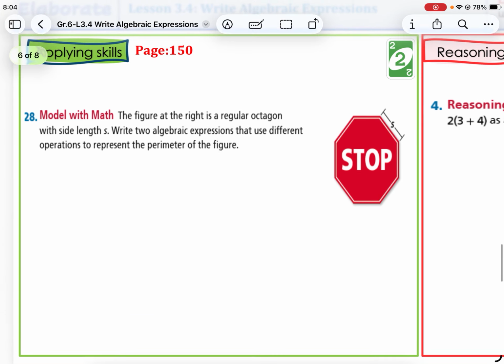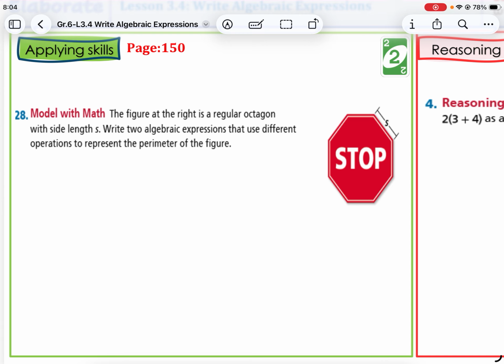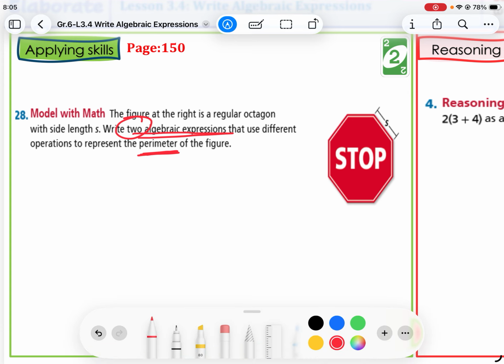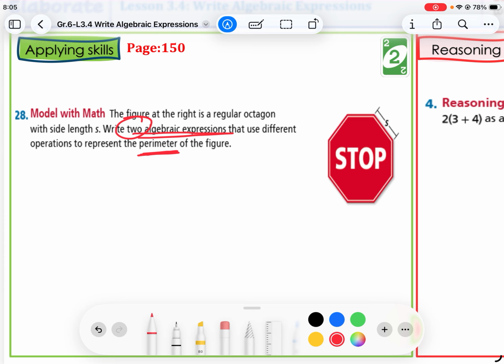Now let's move on to this question. The same thing here. They're telling you to write an algebraic expression for finding the perimeter of this figure. Now we know that the perimeter of any polygon, any shape in life, is to add all the sides. This is how you find the perimeter, because perimeter means the distance all around the shape. Perimeter means, again, the total distance around any polygon, around any shape.